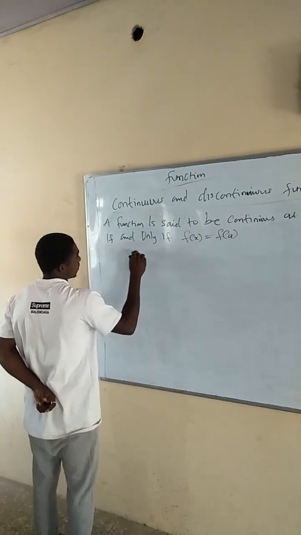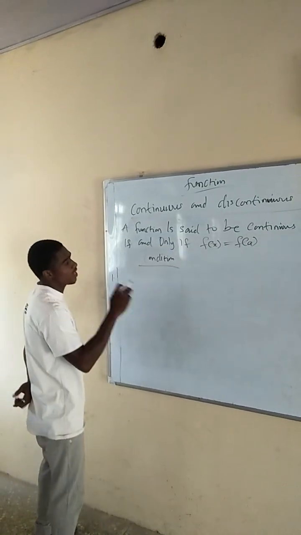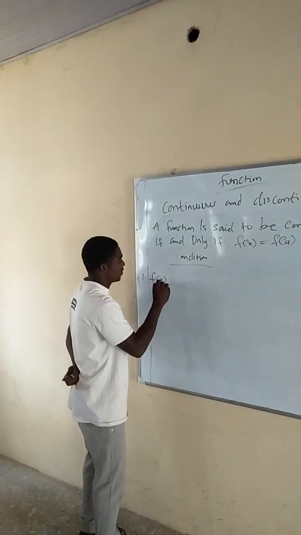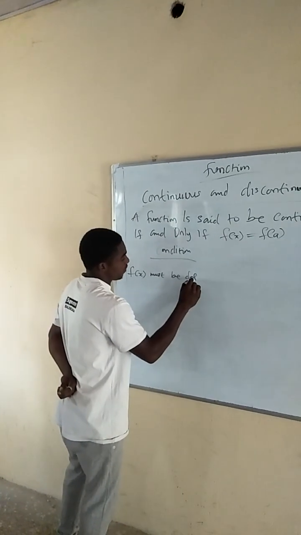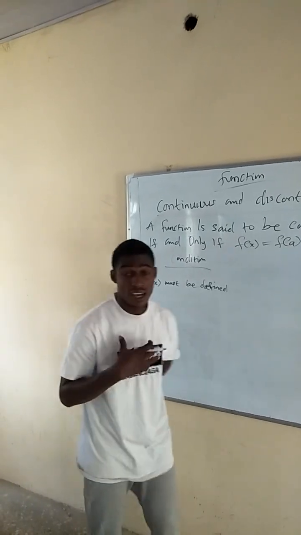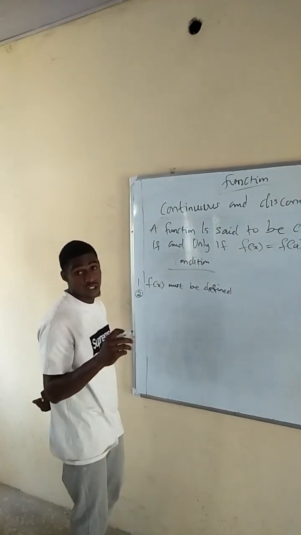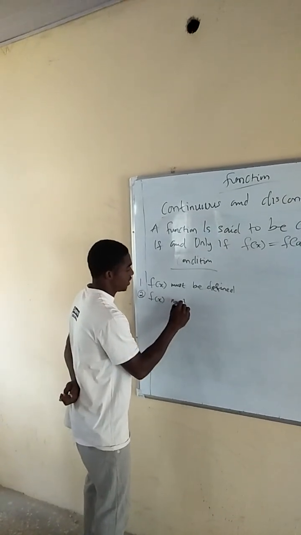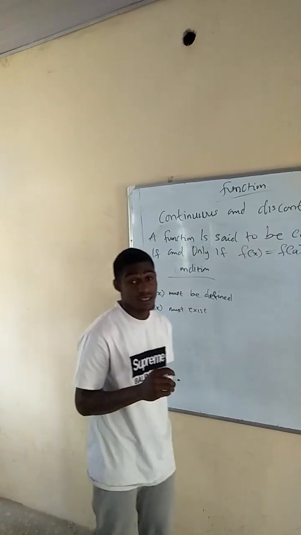Now, one, for a function to be continuous, f of x must be defined. Two, for a function to be continuous, f of x must exist.